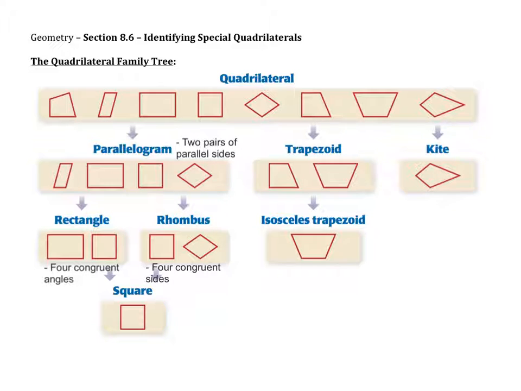Another type of special quadrilateral is a trapezoid. Remember, that means I have exactly one pair of parallel sides. And then stemming off of that, we have isosceles trapezoid, which is just a trapezoid with the legs congruent.